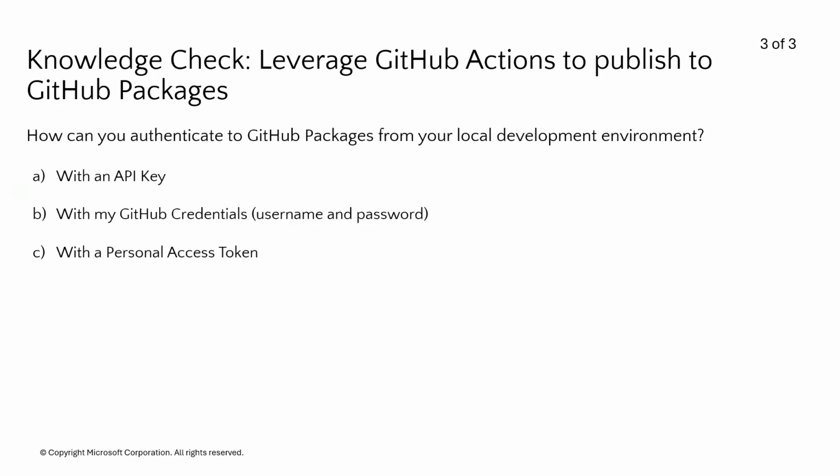How can you authenticate to GitHub Packages from your local development environment? With an API key? With my GitHub credentials, username and password? With a personal access token? The answer: with a personal access token.